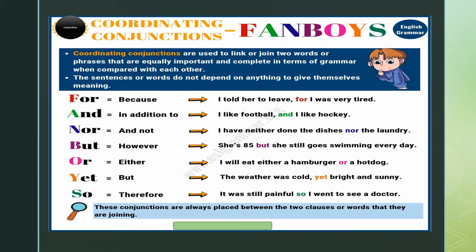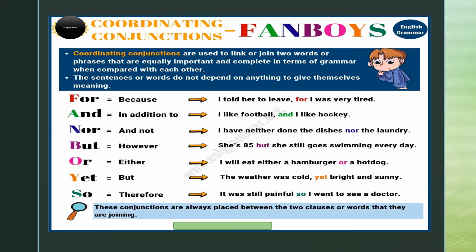Let us now study about coordinating conjunctions in greater detail. Very commonly and popularly, coordinating conjunctions are remembered by the short acronym FANBOYS. They are used to link or join two words or phrases that are equally important and complete in terms of grammar when compared with each other. So the sentences or words that these coordinating conjunctions join actually weigh equal in the scale of importance. They do not depend on anything to give themselves meaning. The words are independent, the sentences are independent.